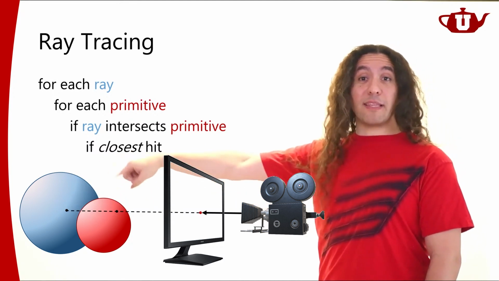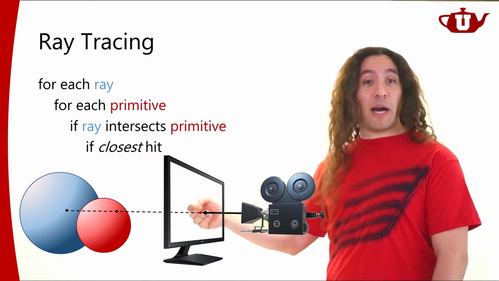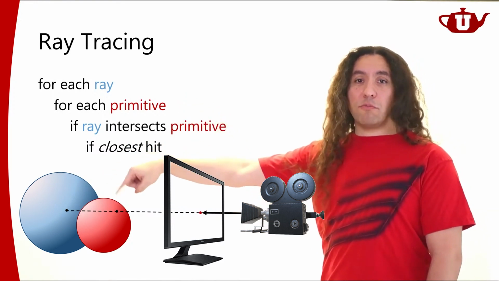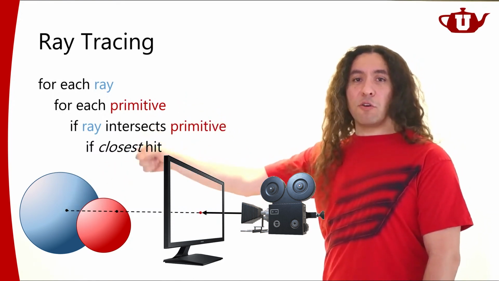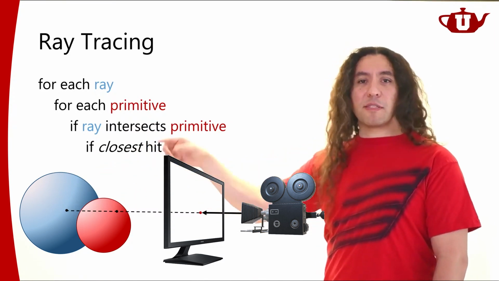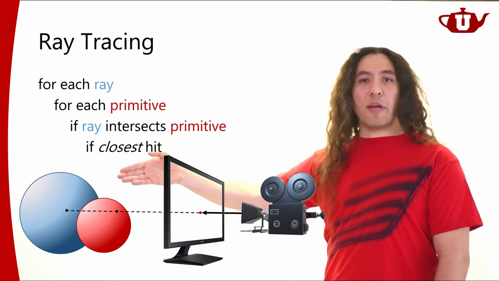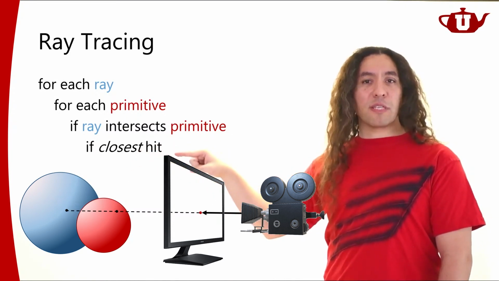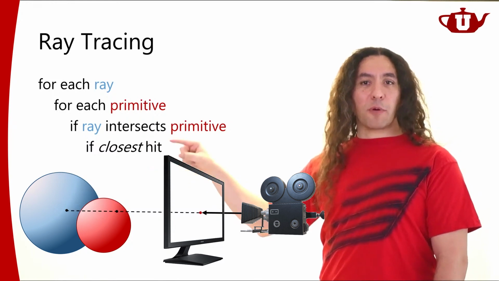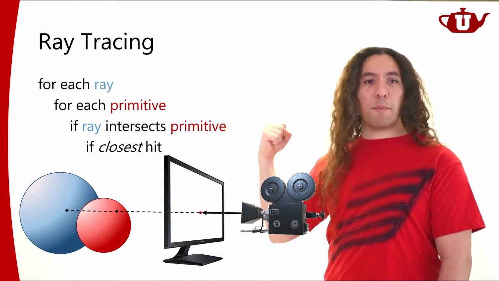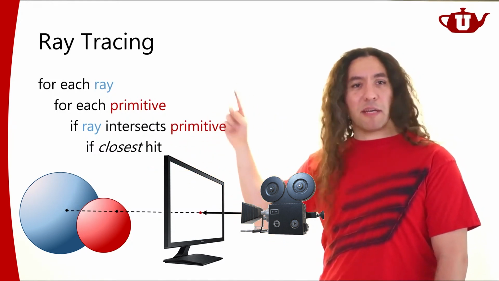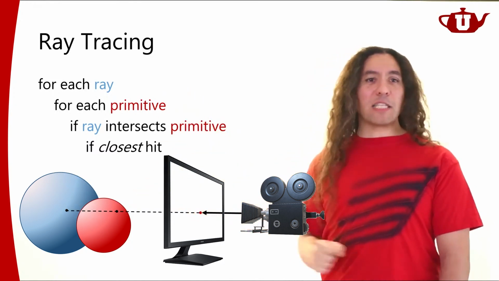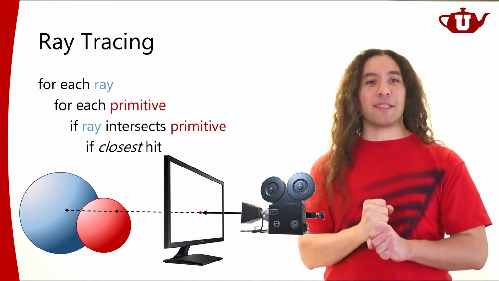Because I might be looking at these spheres in any order. I don't know what order I'm going to be looking at it in this for loop. So I need to do this loop and look at all the primitives. And for each one that intersects with my ray, I'm going to check if it is the closest hit. And if it is the closest hit, I'm going to record it and keep it somewhere. I'm going to keep looking at all the other primitives. And only after this loop is completed, that's when I know that, yes, I found the closest hit.